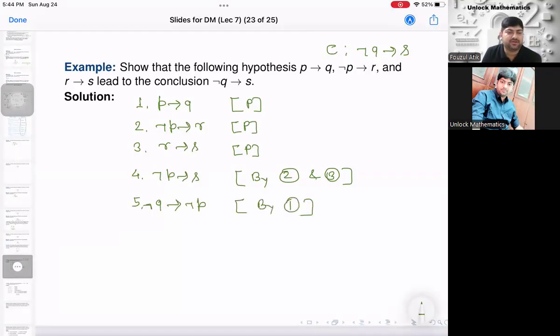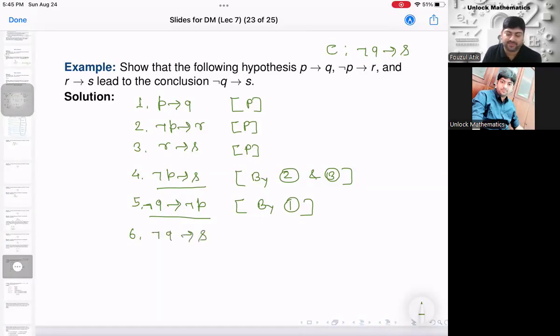Not Q imply not P by contrapositive of 1. And I think now you already see the answer. Now if I apply 4 and 5 together, what will you get? You have not Q imply not P, and then you have not P imply S. So if you apply 4 and 5 together, and apply rule number 3 to it, what will you get? Definitely you will get not Q imply S.